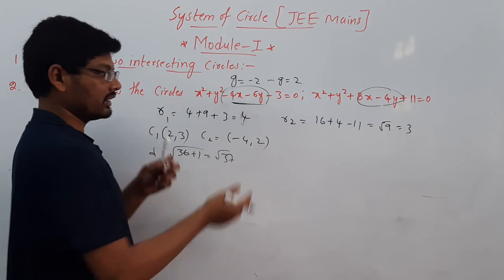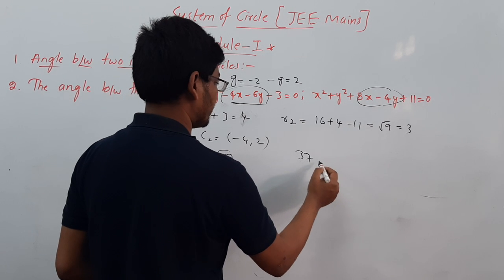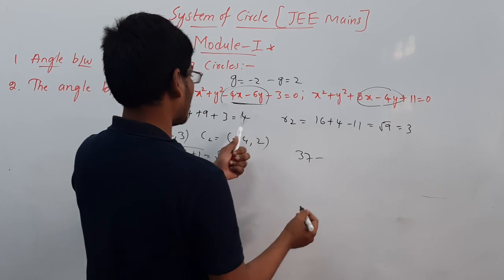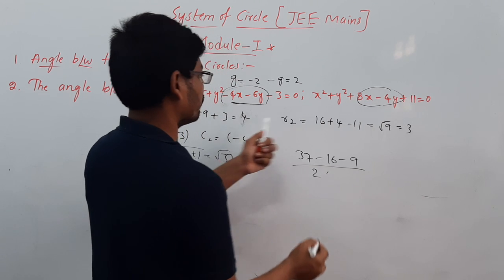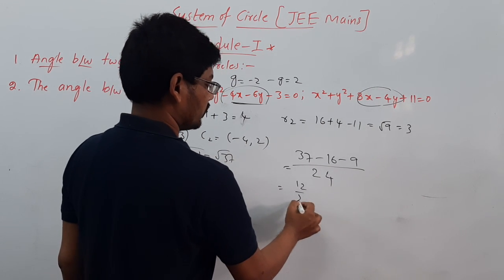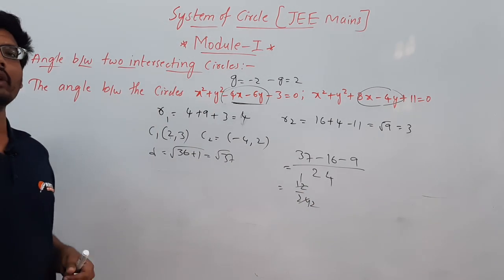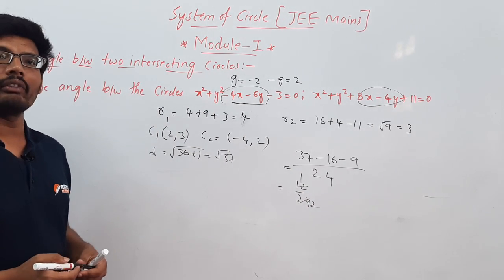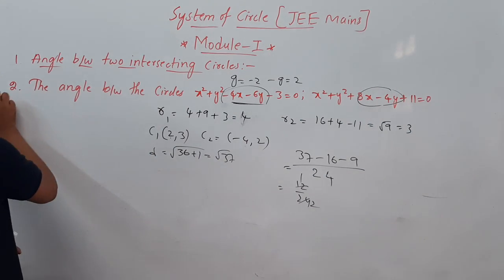Just substitute the values directly in the formula. No need to write the formula. Directly substitute 37 square minus 16, r1 square, 16 minus 9, divided by 2 into 2, 4 is 12, 24. Directly write this. So 12 by 24, 12 1s are 12, 12 2s are 24. If you solve like this, then only will you easily crack the question within the time. Otherwise, it will take more time. No need of any steps here to solve this question.